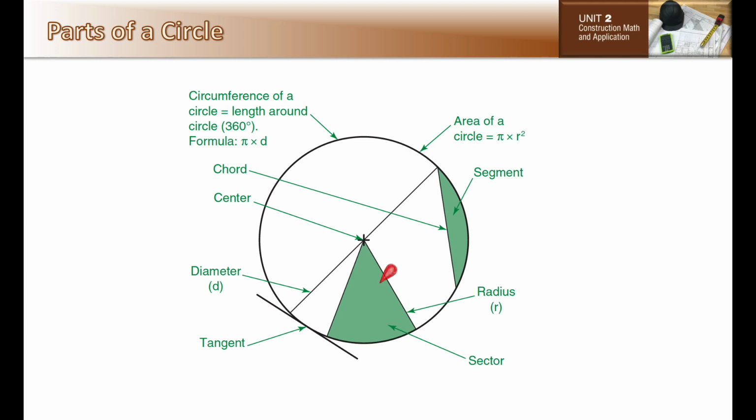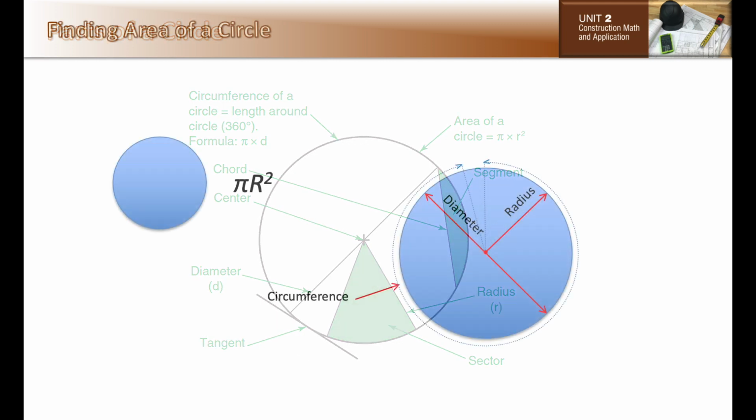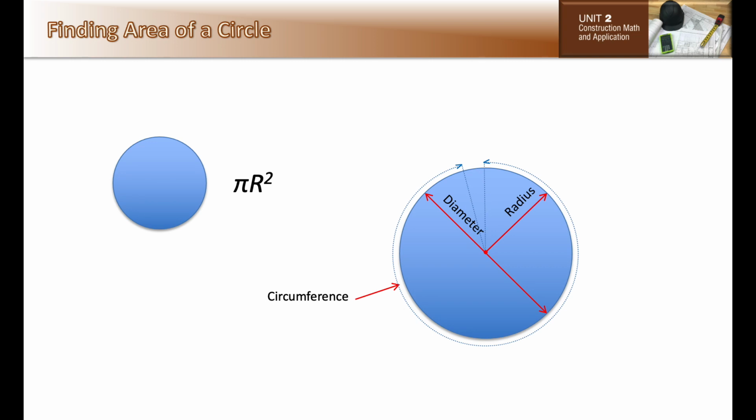A sector is the area of the circle along an arc. A chord is a line inside the circle, and a segment is the area inside the chord. And a tangent is a line meeting the circumference at a single point. So back to how to compute the area of a circle. The formula for the area of a circle is pi r squared.